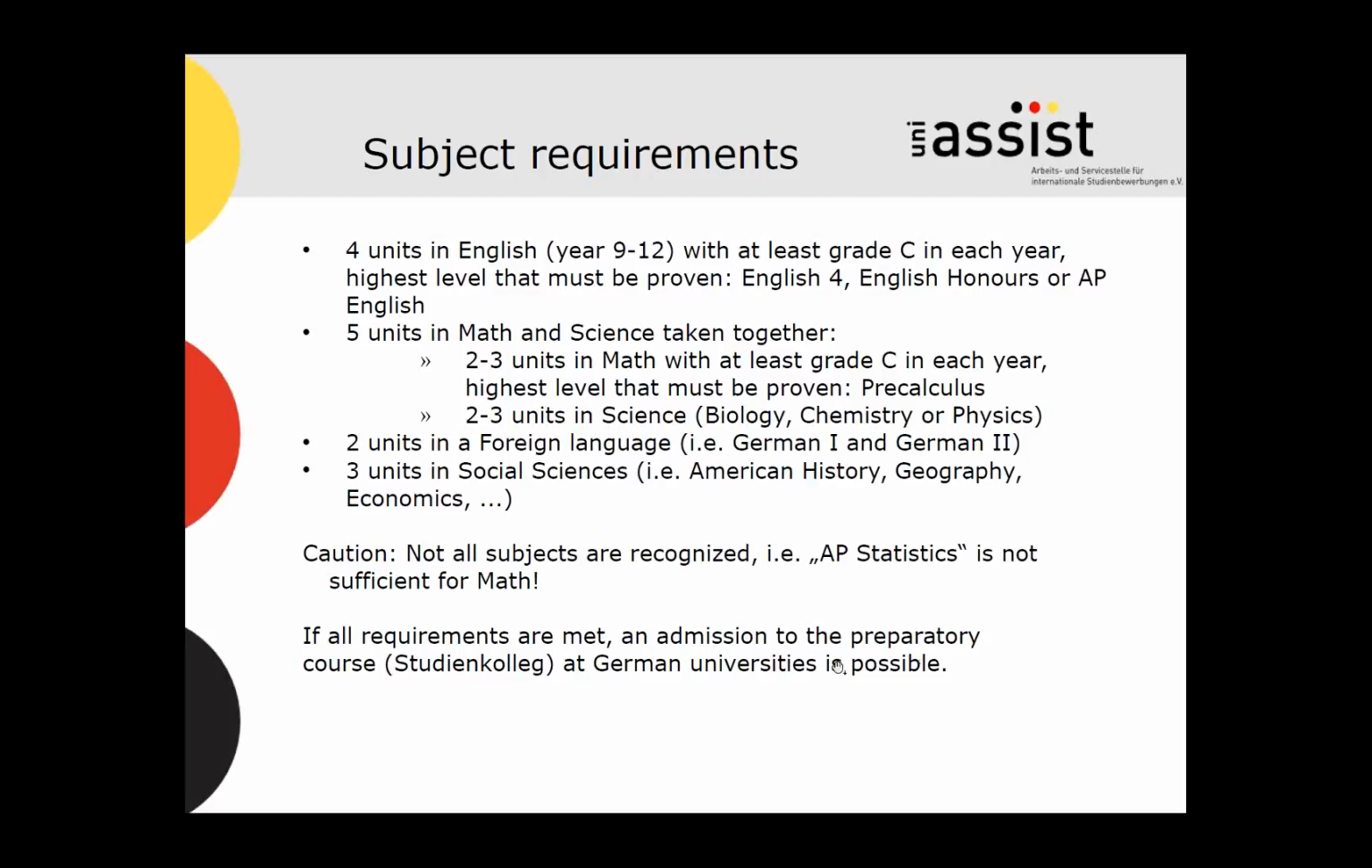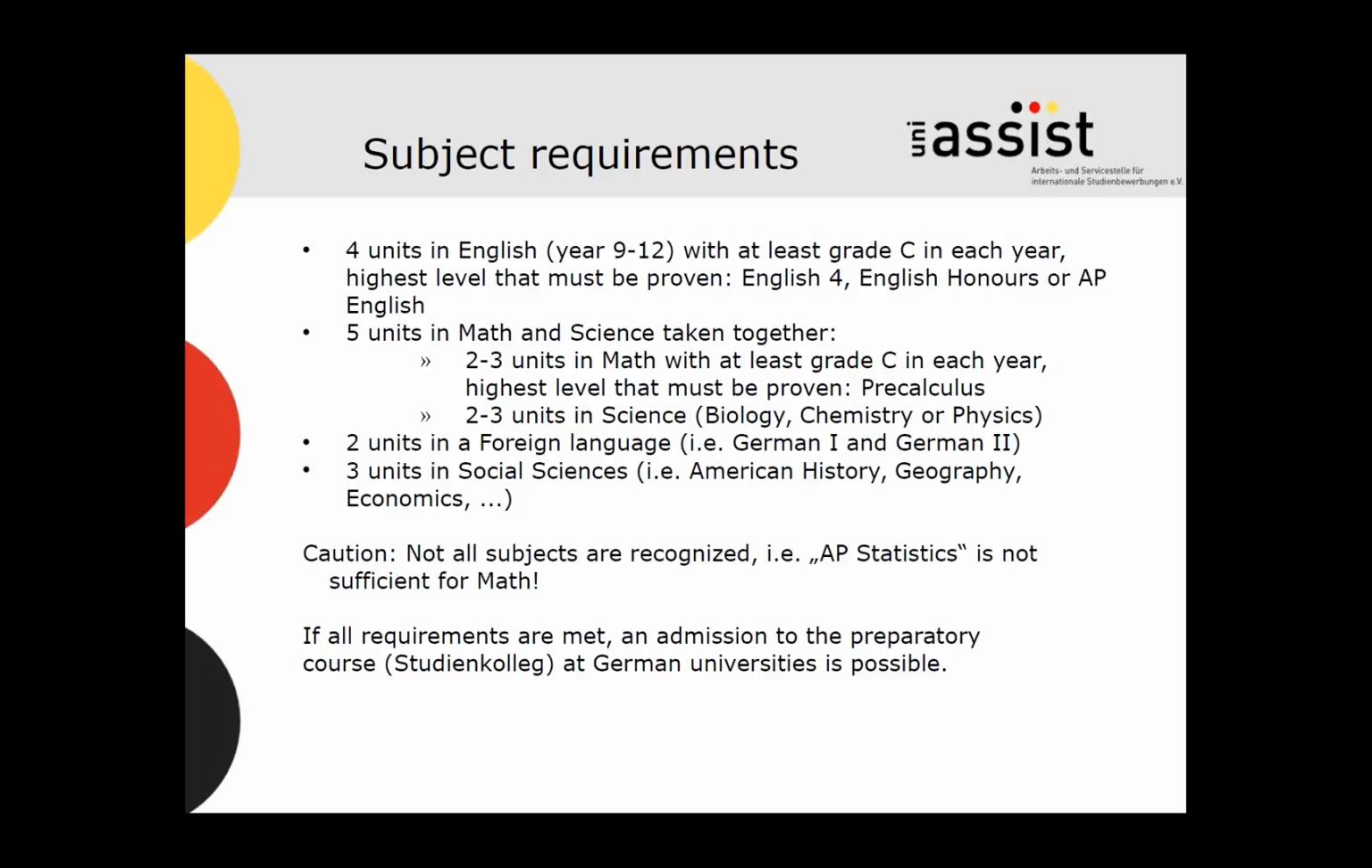Then we need 5 units in math and science taken together. So it can be 2 or 3 units in math with at least grade C in each year. And here also what is very important is the level in the 12th grade. It must be at least pre-calculus. Then we need 2 or 3 units in science. And only courses such as biology, chemistry, or physics can be taken into consideration.